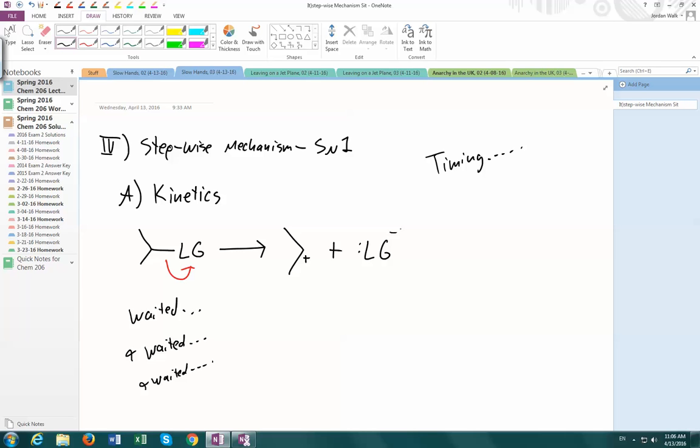Now, this is not the best intermediate in the world. It's a carbocation, and that's why you waited so long. Because if we're going to form a carbocation intermediate, we're going to have to form a very unstable intermediate that's high in energy, and that's not very ideal. So it's a slow process to form our carbocation.